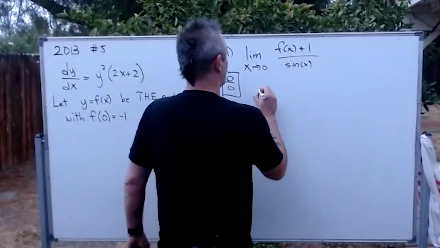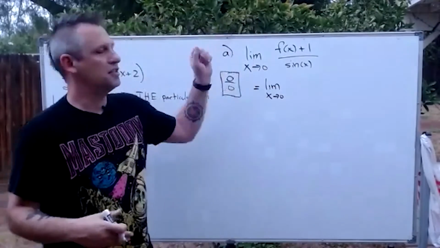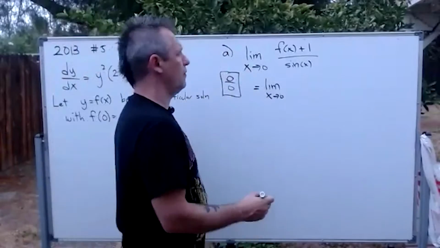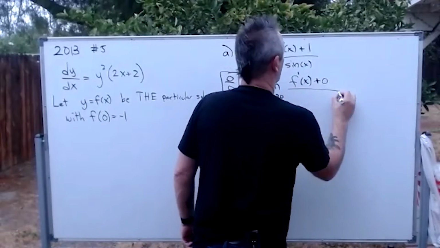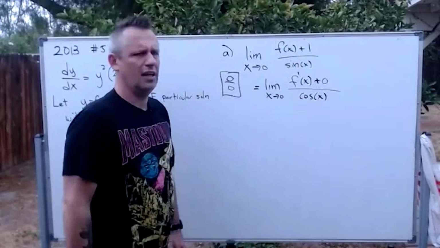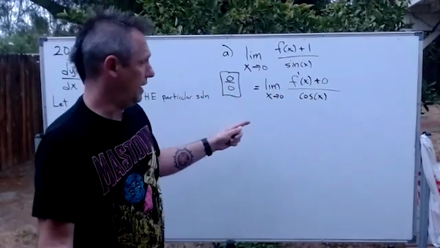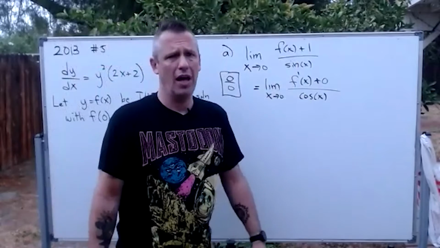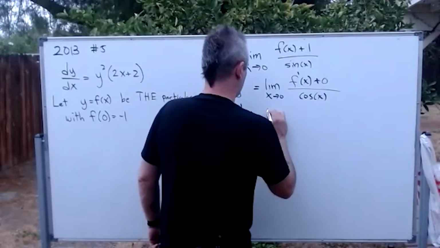L'Hopital's rule says that this limit is the same as the limit you get when you take the derivative of the top and the bottom of this fraction separately. So the derivative of the top would be f prime of x plus 0, and the derivative of the bottom would be cosine of x. Okay, so now we simply have to figure out what f prime of 0 is. We'd like to plug in again. If we plug in 0, we're going to get a 1 in the denominator. That's fantastic. And we have to figure out what f prime of 0 is. So that's our question right now. What is f prime of 0?